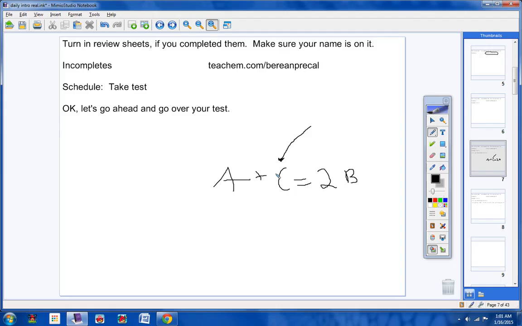Number 9, multiply those two matrices together without using a calculator, so please do not use a calculator on number 9, okay? That's it, guys.